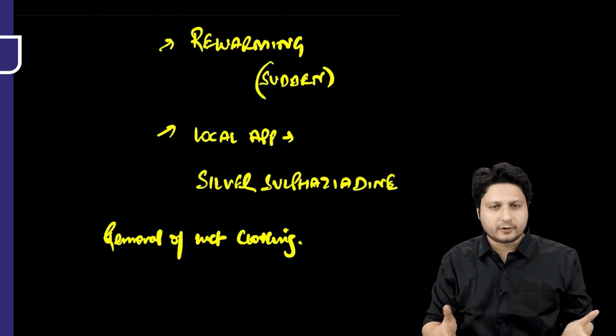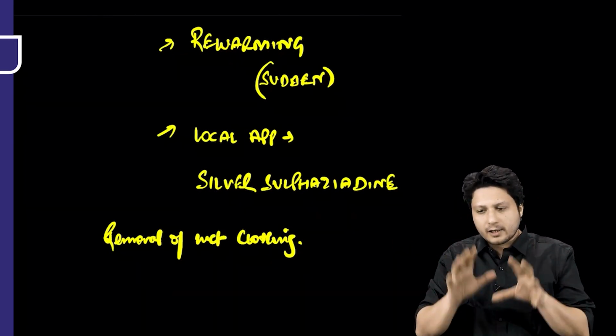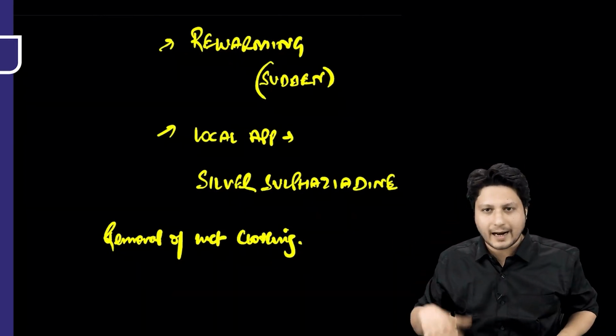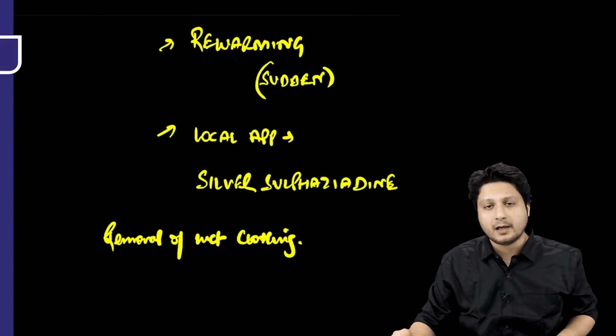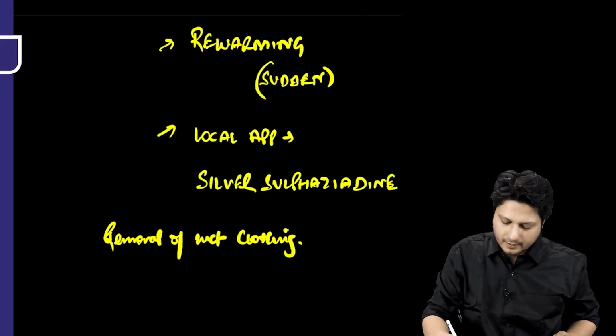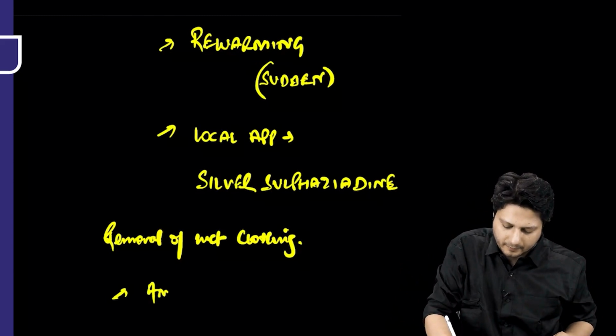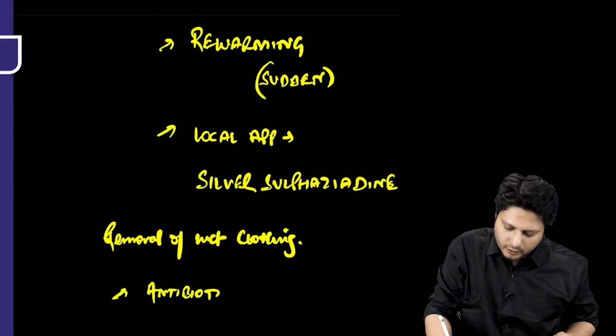And then antibiotics. Obviously, antibiotics are to be provided in order to prevent the cellulitic abnormality and eventual infection. So preventive antibiotics are to be given. All right. So appropriate antibiotics. So this is how you manage it.